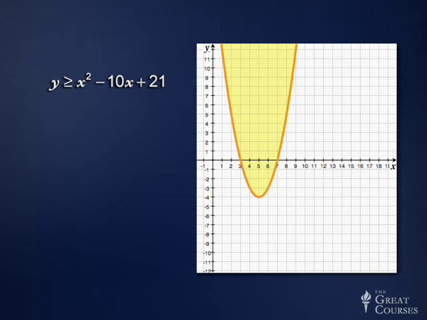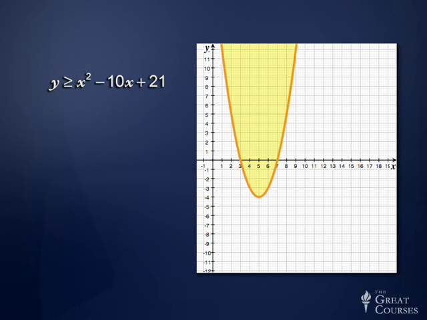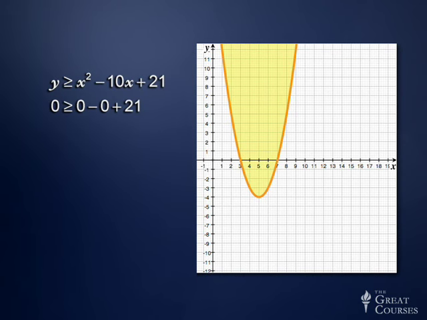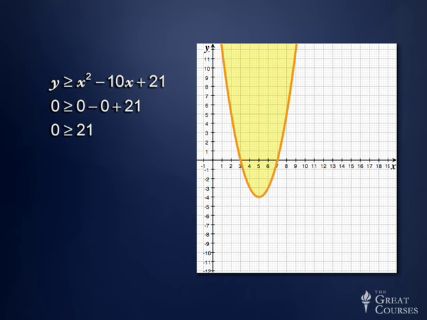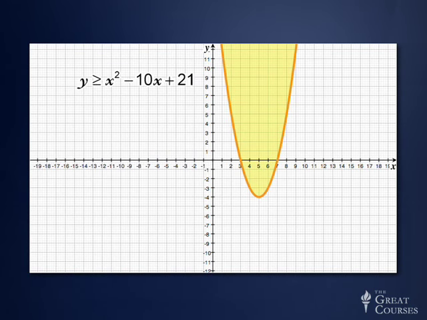Okay, starting with y is greater than or equal to x squared minus 10x plus 21, plugging in 0 for x and 0 for y gives me 0 is greater than or equal to 0 minus 0 plus 21, because 0 squared is 0 and 10 times 0 is 0. And that gives me, after simplifying a bit, 0 is greater than or equal to 21. True or false? Well, that's definitely false. 0 is definitely not greater than or equal to 21. So the origin is not in the solution set.